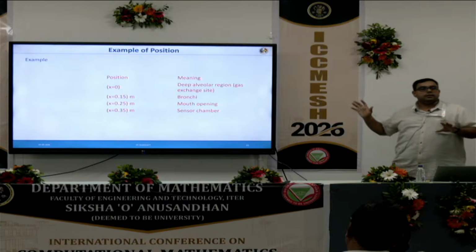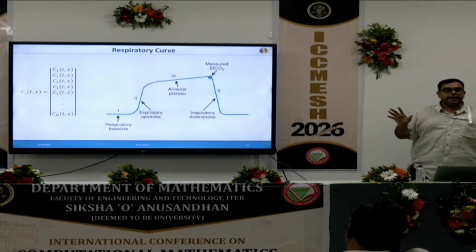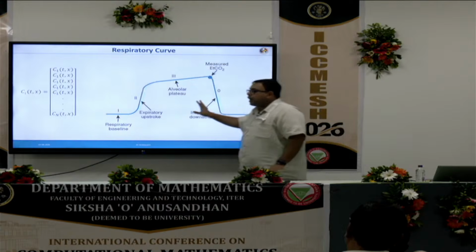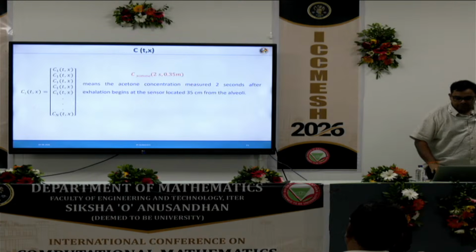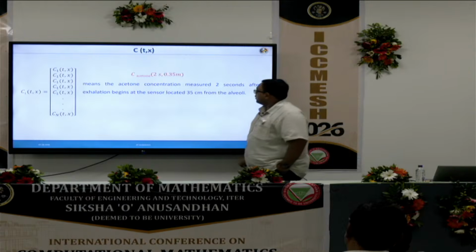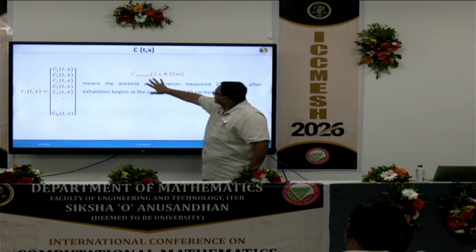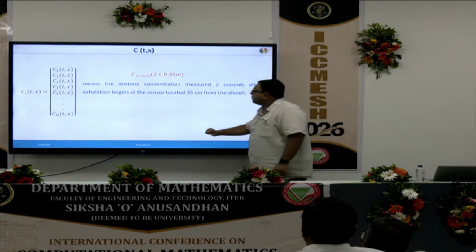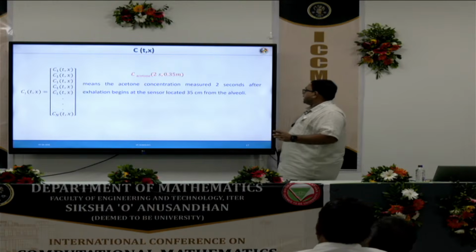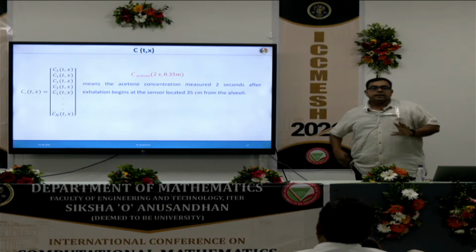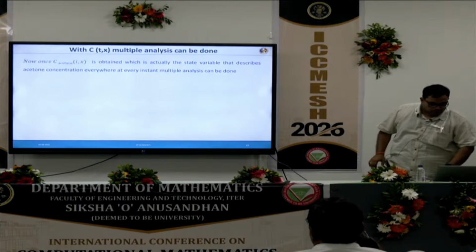So a mathematical model considering C not only as a function of t but also as a function of x will be really helpful, but then solving it will of course be more complicated. But if you get this kind of information, it will be a very informative answer. Since we are understanding it in terms of acetone, I have given one example: the concentration of acetone at 2 seconds and 0.35 meter means the acetone concentration measured 2 seconds after exhalation begins, at the sensor location 35 centimeters from the alveoli. This is just one example. Similarly, you can consider different gases, and your model will become more and more difficult.